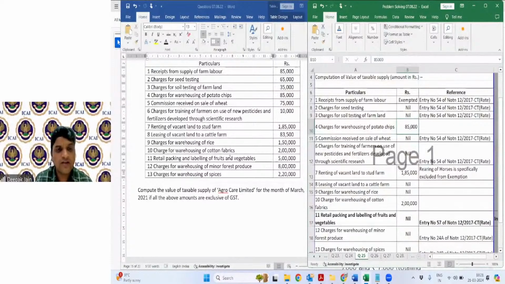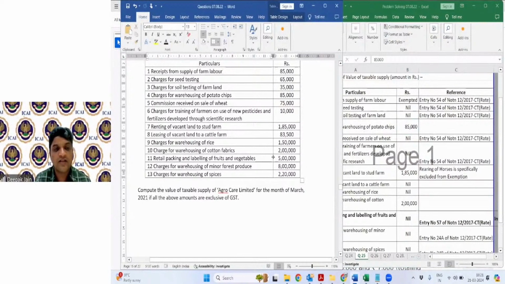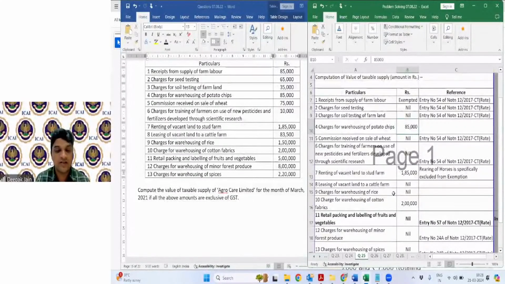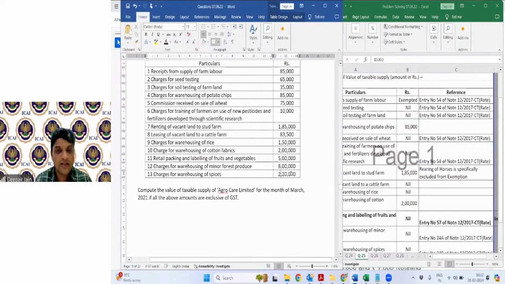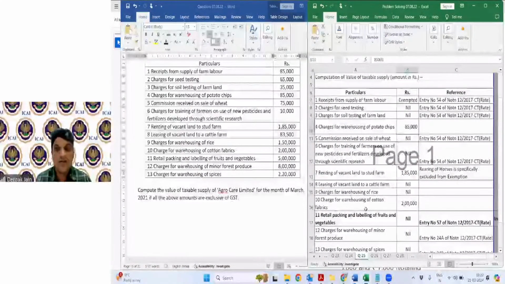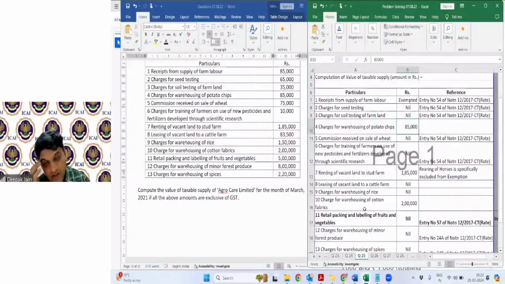Why is point number 11 exempted? Because specifically they mentioned that retail packaging and labeling of fruits is exempted. That's the reason. Otherwise, it is not. Confusion point number 13, warehousing of spices. Like how there is specific mention of warehousing of rice, even though rice is not a primary produce. Similarly, on warehousing of spices also there is a specific exemption.